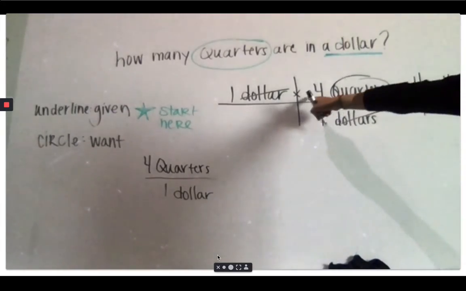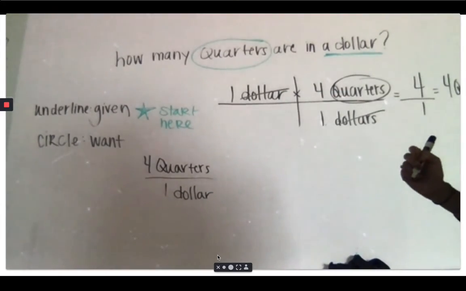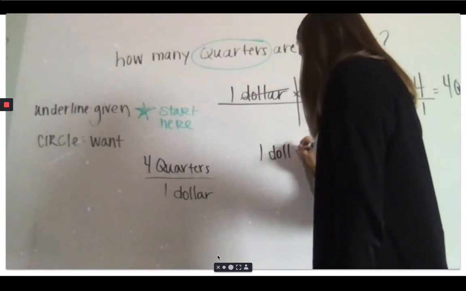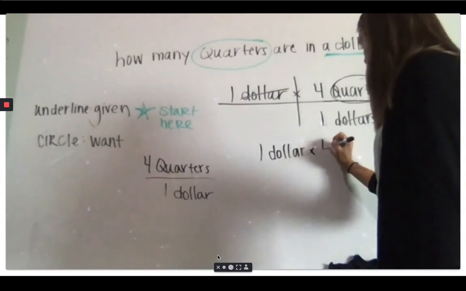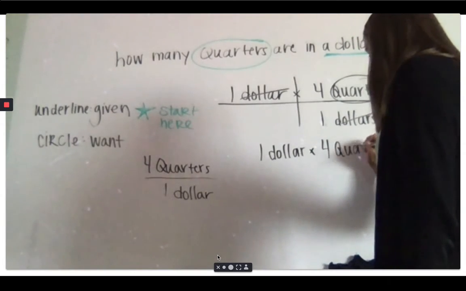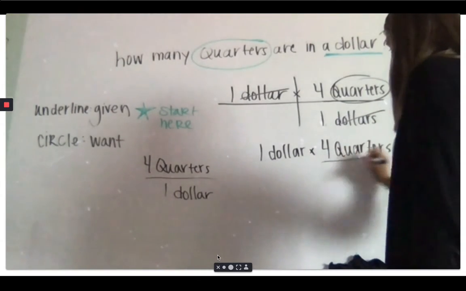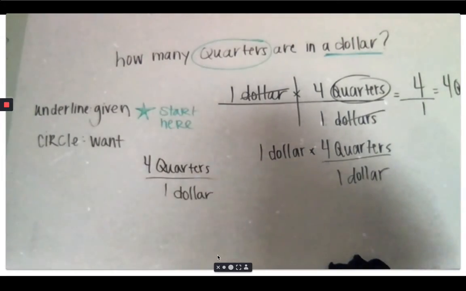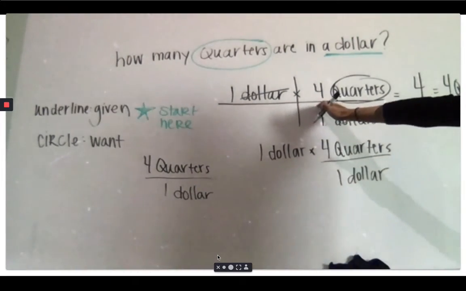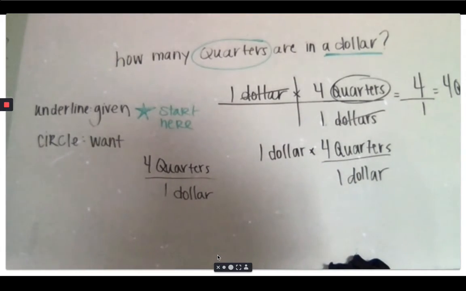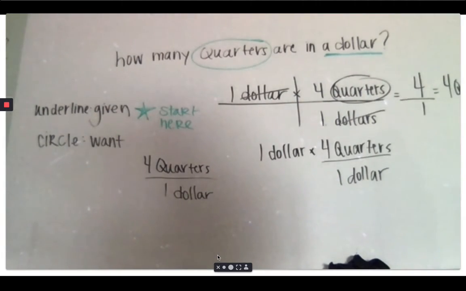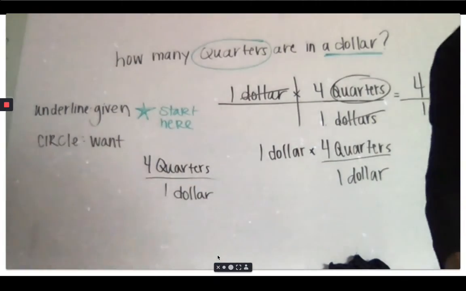Notice I set everything up in these little brackets. What these brackets mean, you could also write it like this: $1 times 4 quarters over $1. However, I'm going to encourage you to use this strategy up top because it helps you in the future, because once you cross this line, you don't look back at it. That'll make more sense as we keep doing more example problems.